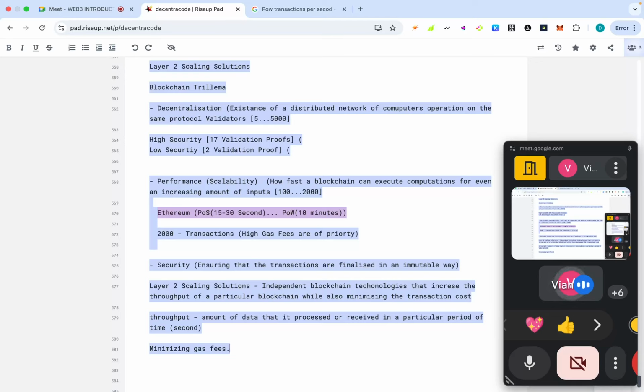They increase the performance, because performance, as we said here, is how fast the blockchain can execute computations for an increasing amount of input. Now with a layer 2 solution, as input becomes ever more increased, layer 2 solutions are able to contain that information and process it in relatively the same time that it would require to process fewer transactions.